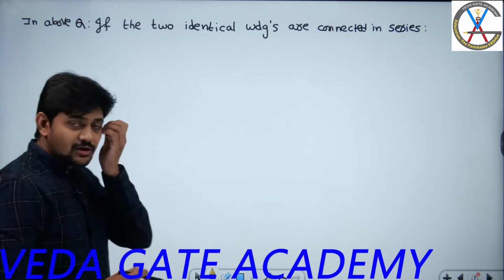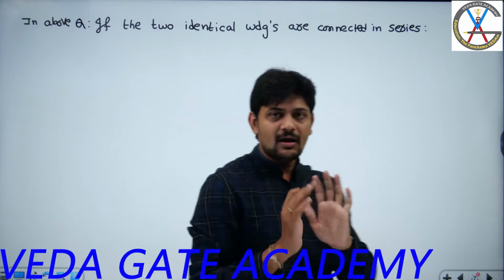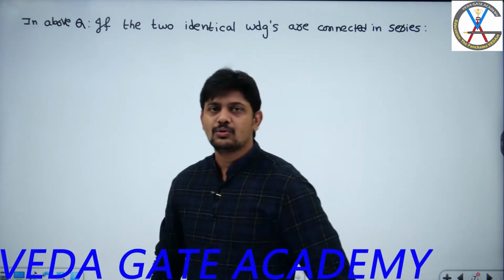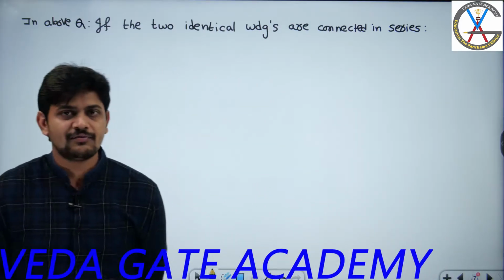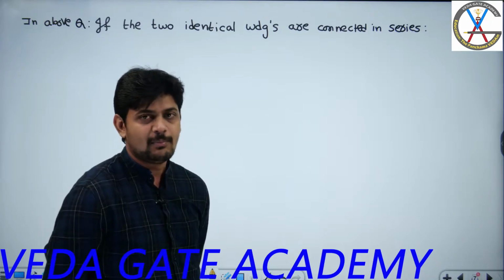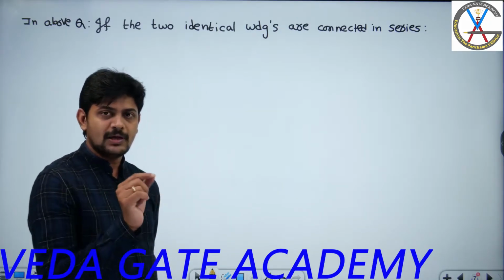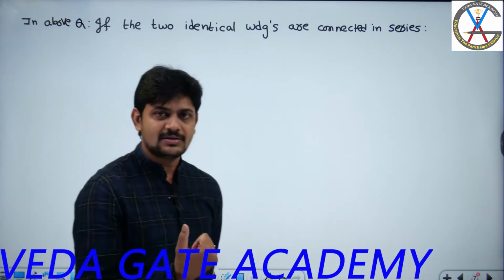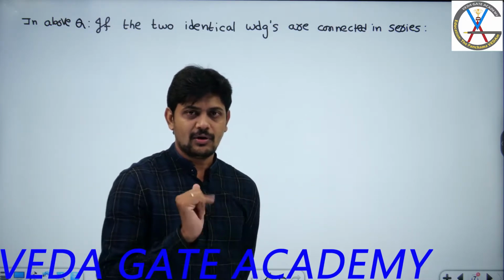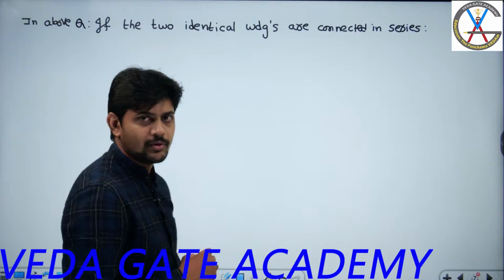So instead of two identical windings connected in parallel, now I have connected these two identical windings in series, and after that I have removed one winding. Then what will happen to the new magnetizing current? Please pause the video, put your pen on paper and do the analysis, and cross verify whether you get the same answer that I am going to explain.